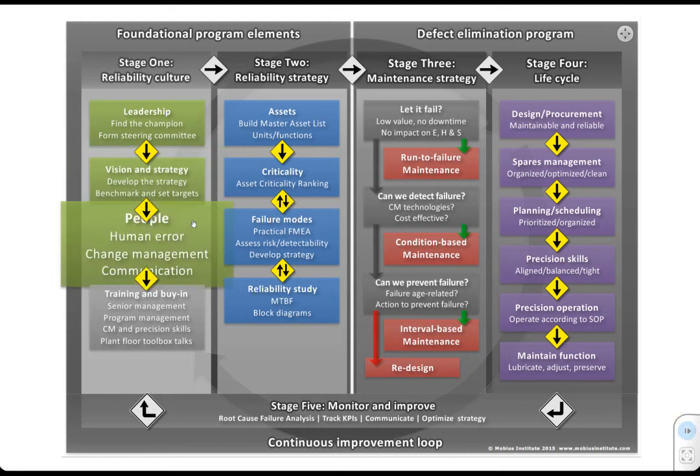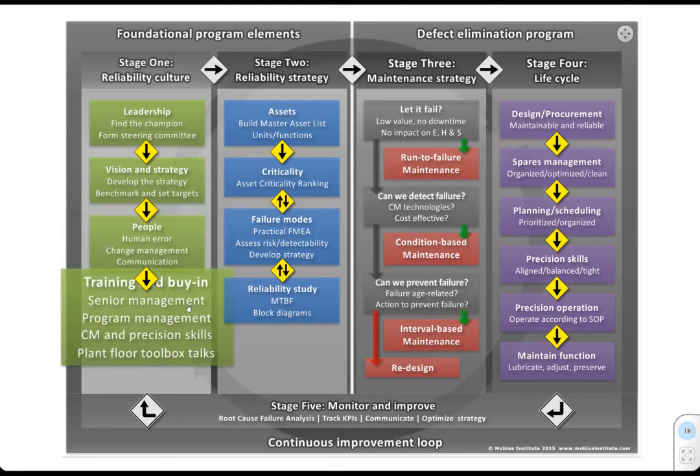We need to understand things like human error and how change management works, and we need to be very good communicators, and we need to constantly communicate. And we sure need to look at training. Now, okay, I run a training company. We provide training. But however you are trained, whether you do internal training or go to someone else, that's not the issue here. The issue is that everybody needs to be educated to some degree.